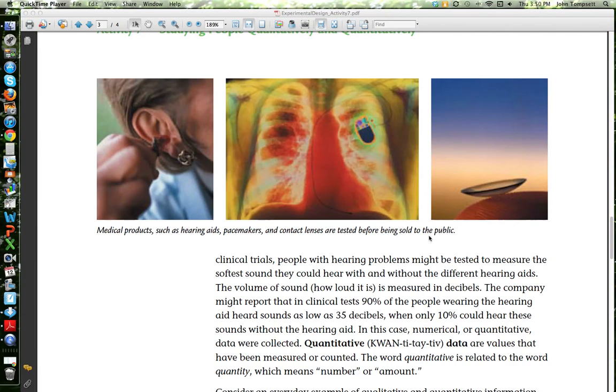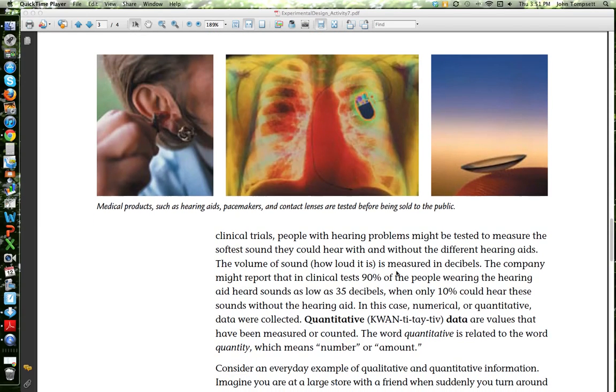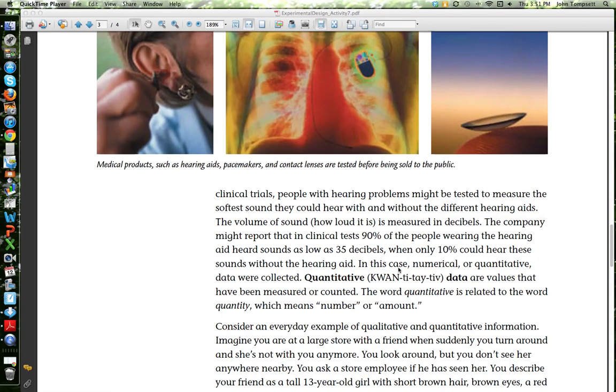The company might report that in clinical tests, 90% of the people wearing the hearing aid heard sounds as low as 35 decibels, when only 10% could hear these sounds without the hearing aid. In this case, numerical or quantitative data were collected. Quantitative data are values that have been measured or counted. The word quantitative is related to the word quantity, which means number or amount.